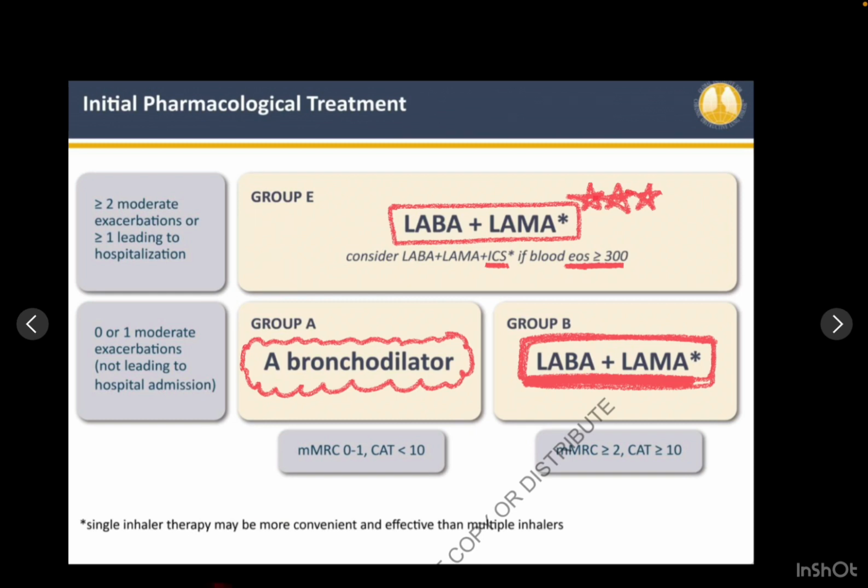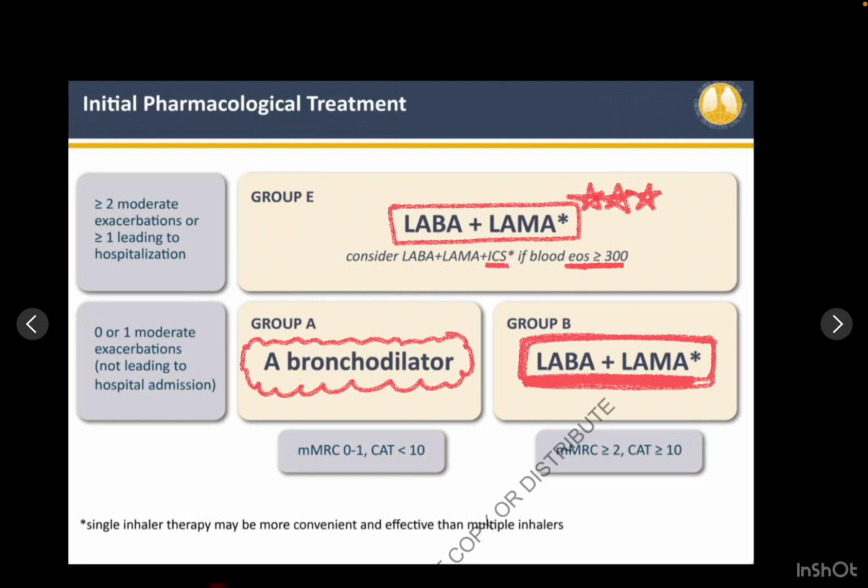So according to the GOLD category, group A, B, E, we will discuss what the treatment is. We already know what group A is. Group A is MMRC grade 0 to 1, CAT score less than 10, and 0 or 1 moderate exacerbation, and there is no history of hospital admission. So this is group A. And what is group B? Group B is MMRC grade 2 or more, CAT score 10 or more, and 0 to 1 moderate exacerbation, and there is no history of hospital admission. So this is group B.